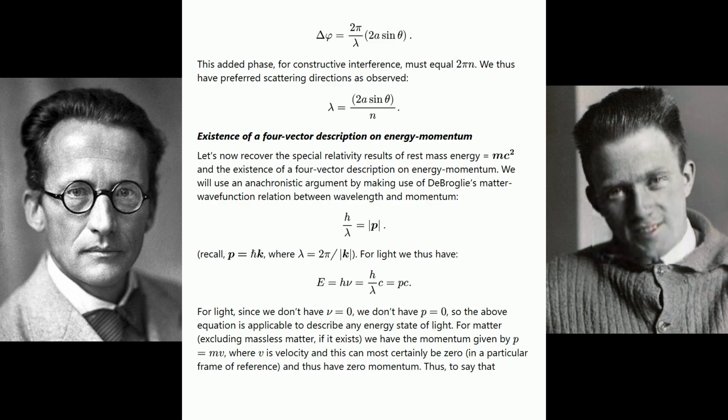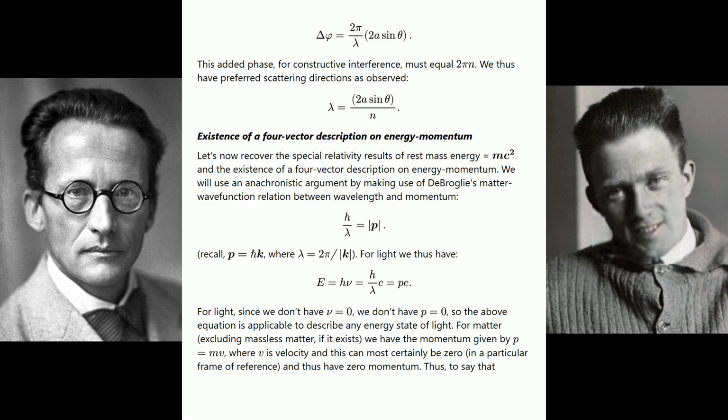See the next equation. Existence of a 4-vector description on energy momentum. Let's now recover the special relativity results of rest mass energy equals mc², and the existence of a 4-vector description on energy momentum. We will use an anachronistic argument by making use of de Broglie's matter-wave function relation between wavelength and momentum. See the equation. Recall, p equals h-bar k, where lambda equals 2 pi divided by the absolute value of k. For light we thus have.